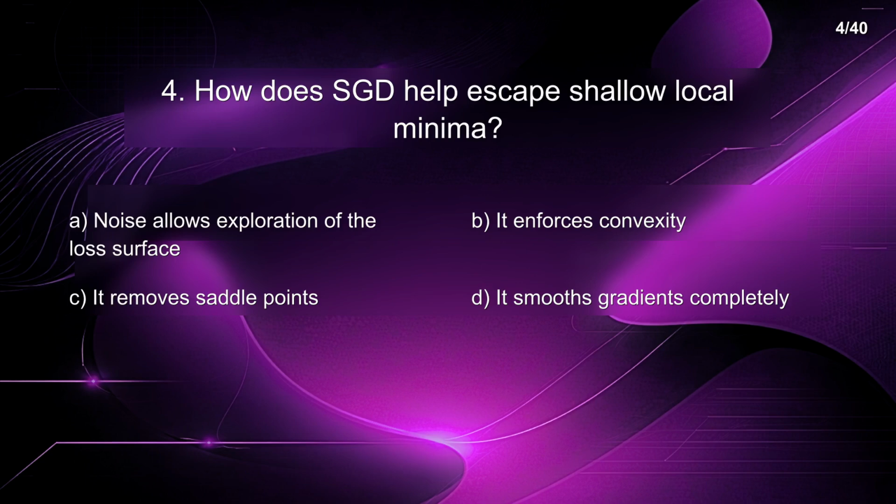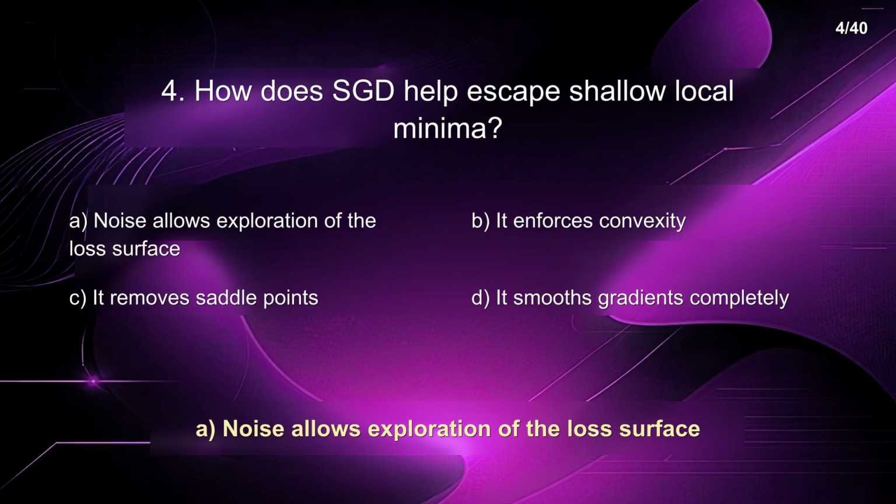Fourth question. How does SGD help escape shallow local minima? A. Noise allows exploration of the loss surface. B. It enforces convexity. C. It removes saddle points. D. It smooths gradients completely. Correct answer is A. Noise allows exploration of the loss surface.